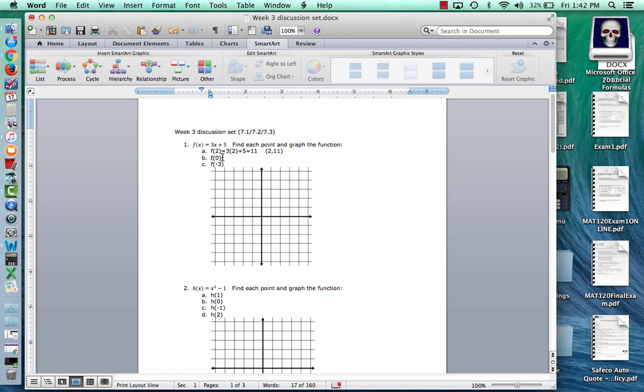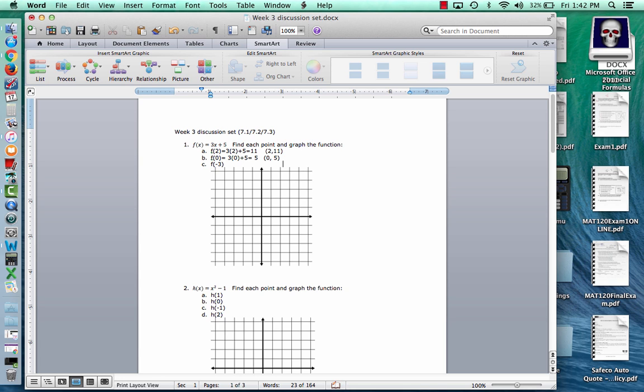All right, and then let's just go through getting the rest of these. So 0, that means I plug in 0. So 3 times 0 plus 5. Well, 3 times 0 is 0, so plus 5 is 5. So that gives us the point. X is the input, 0. Y was the output, 5.